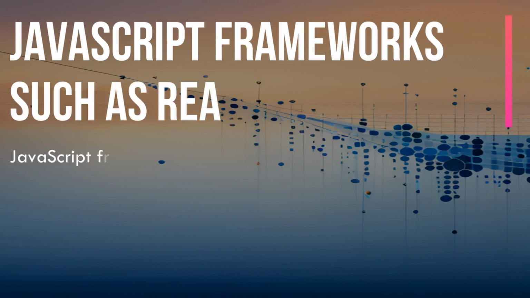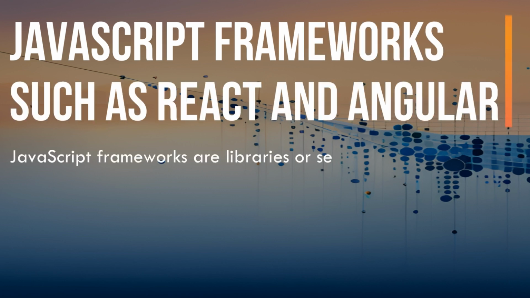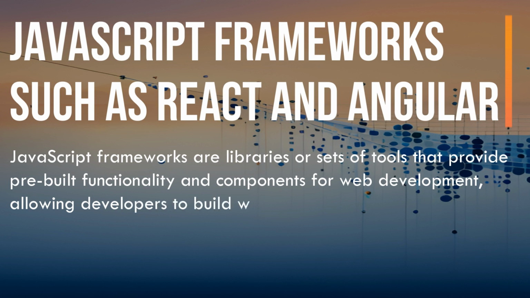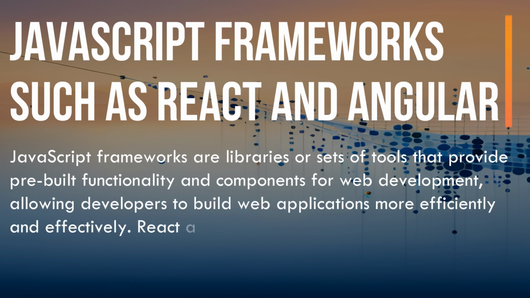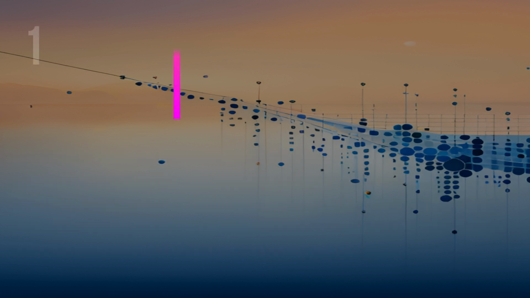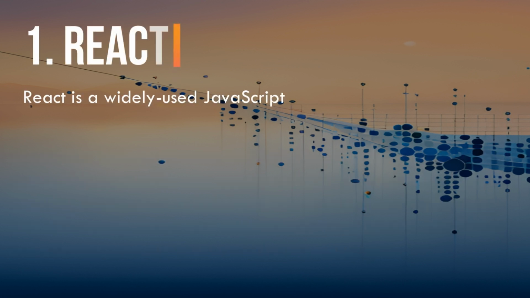JavaScript frameworks such as React and Angular. JavaScript frameworks are libraries or sets of tools that provide pre-built functionality and components for web development, allowing developers to build web applications more efficiently and effectively. React and Angular are two popular JavaScript frameworks used for front-end development. 1. React. React is a widely used JavaScript library for building user interfaces.